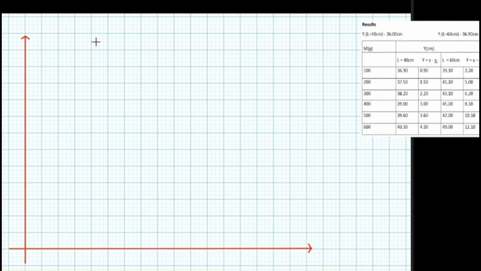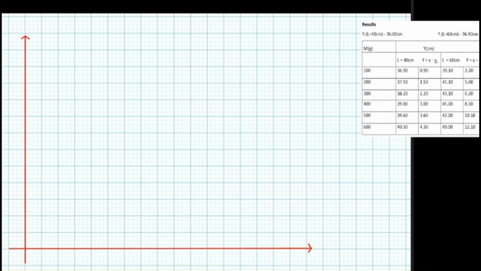Now in graph plotting, the first thing you always do is to draw your axis. Now you need to understand that your graph needs to be as big as possible. It needs to cover at least 2/3 of your graph paper. This is just to reduce the chances of errors and all of that. So very small graphs are not permitted in physics graph plotting.